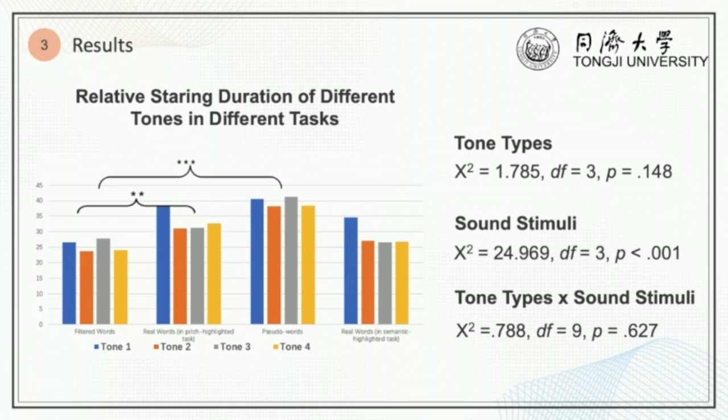In order to further analyze the influence of sound types and tone types on tone perception statistically, a linear mixed model using the lmer package in R was conducted, where the independent variables were sound stimuli and tone types, and the random factor was participants. Results showed that there was no significant effect of tone types on the tone perception of children, but a main effect of types of sound stimuli. No significant two-way interaction was found between sound stimuli and tone types.